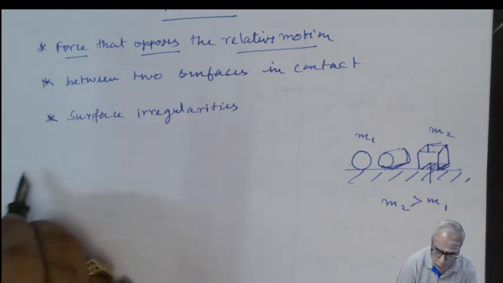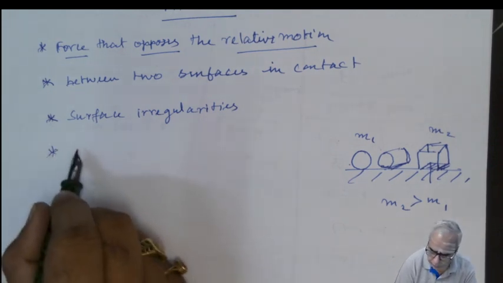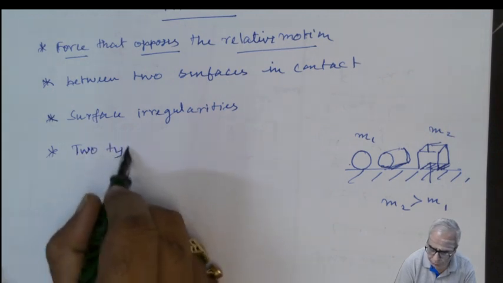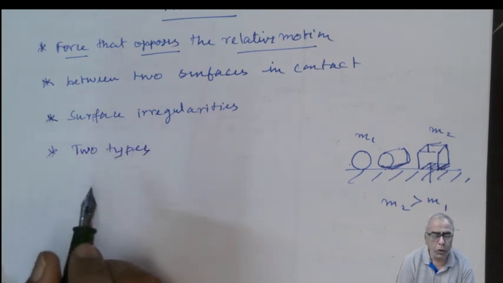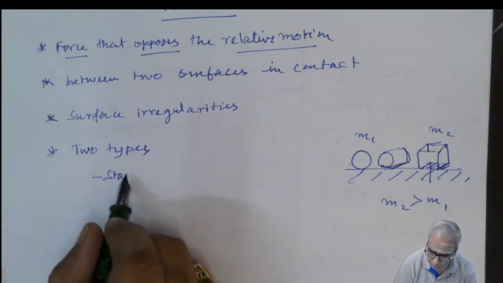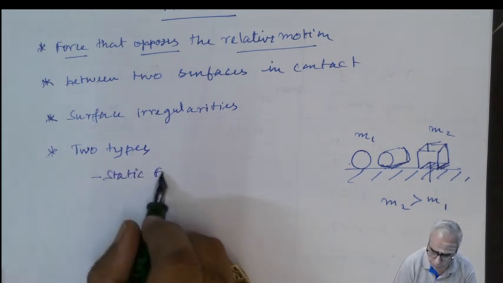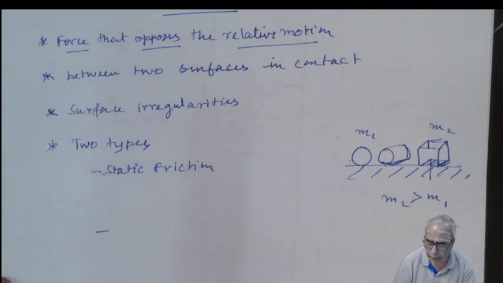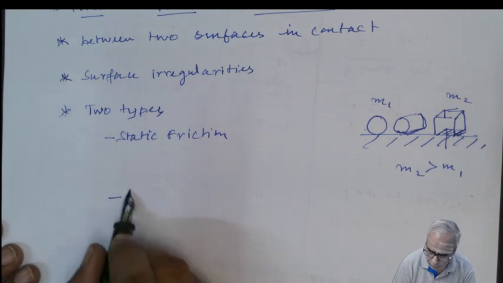There are two types of friction. What are those? Static friction and kinetic or dynamic friction.